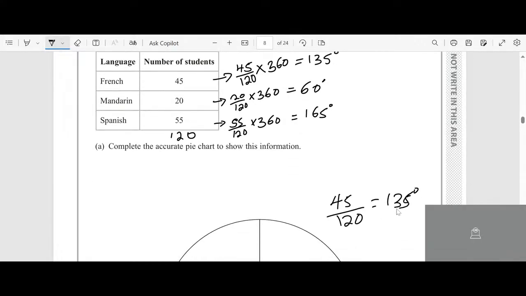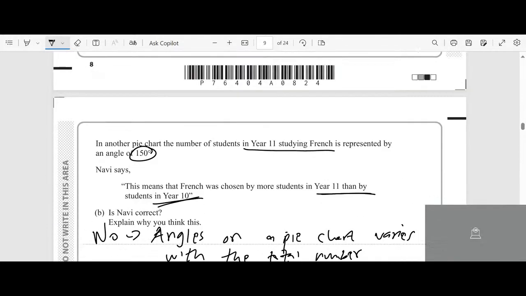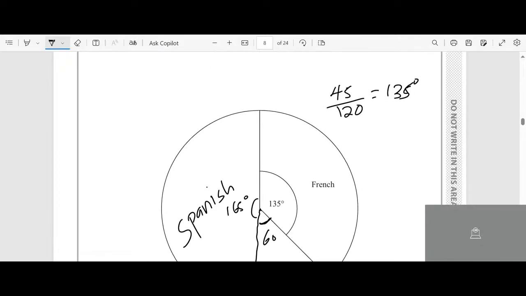Give us 135 degrees. But what if maybe 150 for this class? You might find that 150 degrees was represented by a very small fraction.